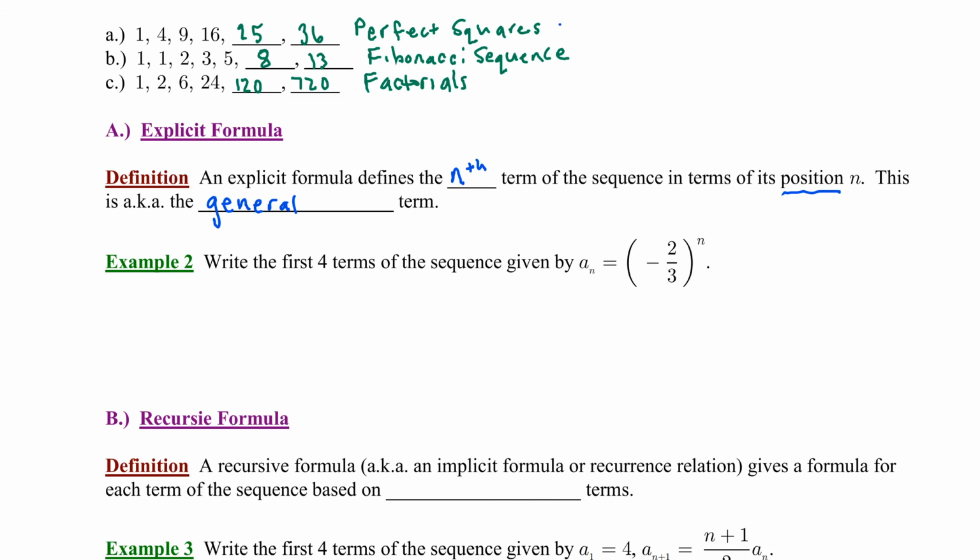This is how we thought about example 1a above. I was looking at the position of each of those elements in the sequence, squaring the position to obtain the term of the sequence. So for example 1a, we could say the explicit formula for the terms of the sequence is given by n squared. Take the position and square it and generate the output.